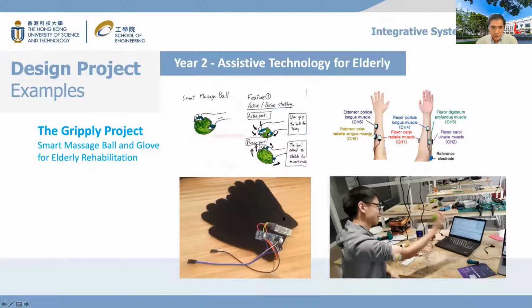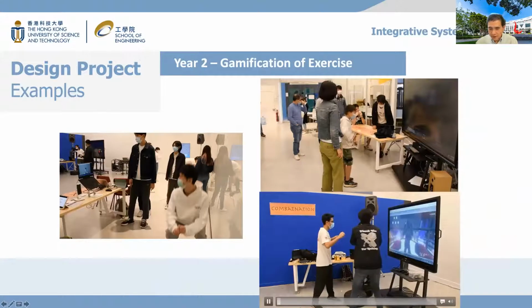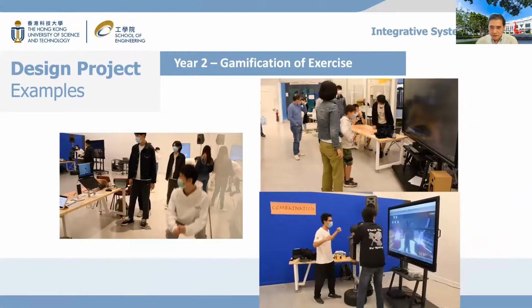This is a project building a glove that can help elderly people who have had a stroke and need rehabilitation. Another year 2 project is what we call gamification of exercise. You can look at how to encourage students or people to do more exercise through gaming. One example is a boxing game, a real boxing game played together with another person. This is a year 2 project they're working on.